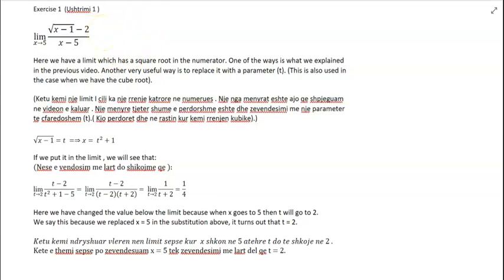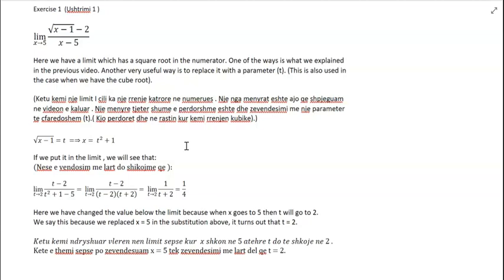But another very useful way is to replace it with a parameter t, or lambda, or whatever you want. This is also used in the case when you have the cube root. Okay, let's make the substitution. We have the square root of x minus 1 is equal to t, that is a parameter, and then x is equal to t squared plus 1.